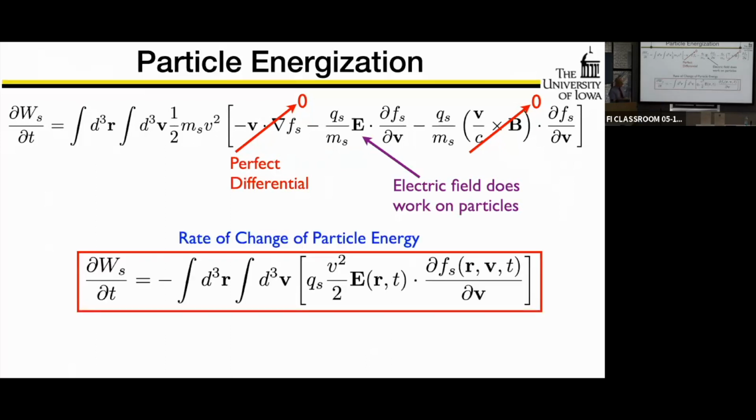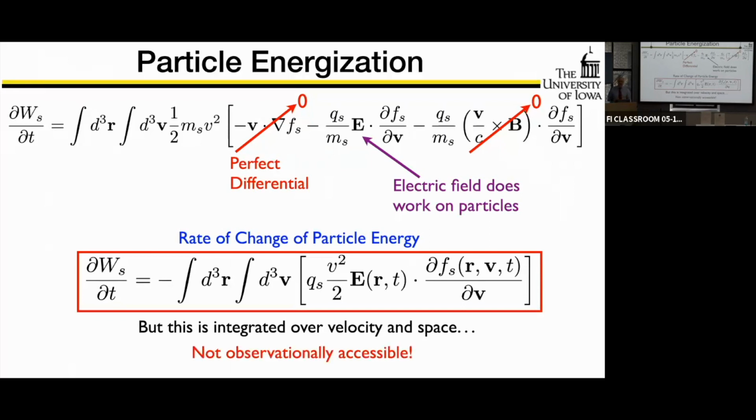So to determine this, we could get the rate of change of particle energy by just calculating this. The problem is, this is integrated over velocity space, which is not too much of a problem, but also over all physical space. And this is not something that's observationally accessible. And so, the motivation for developing this technique was to use it with spacecraft observations, where you have one or at most a few points where you have measurements. You can't integrate over all space doing that.